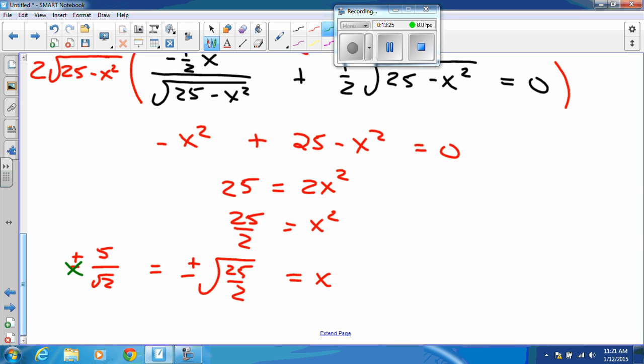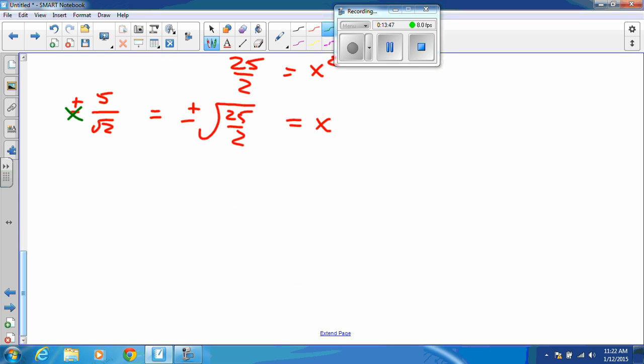Question: do I want to do an argument from critical points and endpoints, or do I want to do an argument from the sign of A prime? There's no wrong answer here. What would you prefer, Bethany? This was your problem. Do you want to do critical points and endpoints, or do you want to do an argument from the sign of A prime? The argument from the sign of A prime. Sure. Let's do that.